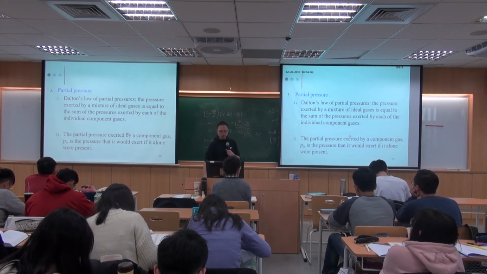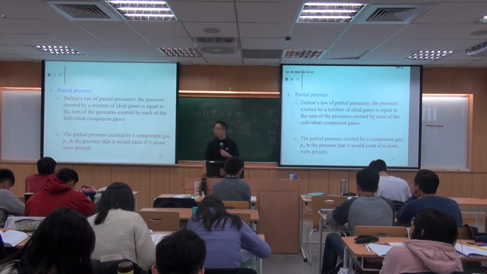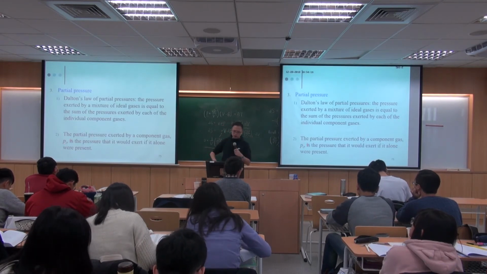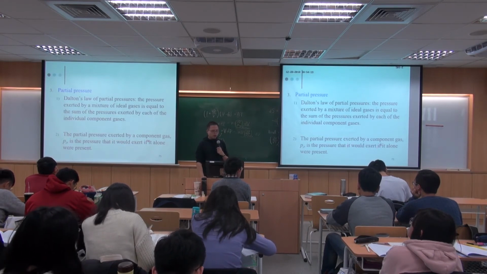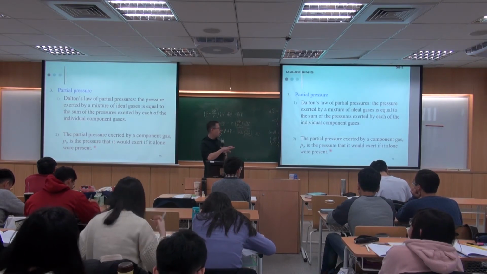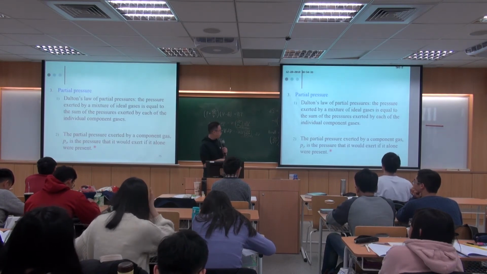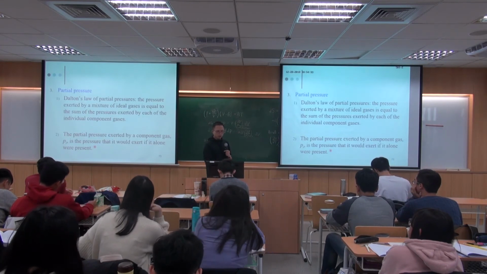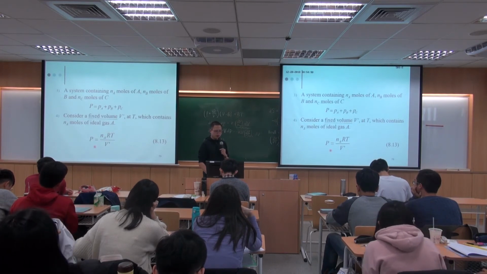So the partial pressure exerted by a component gas, Pi, note that we use this small p instead of the capital P here. Pi is the pressure that it would exert if it alone were present, which means that if we have A, B, C, and we only have gas A in this box, then the pressure will be PA, for instance. The concept seems to be weird at this point, but we'll see that more clearly later.